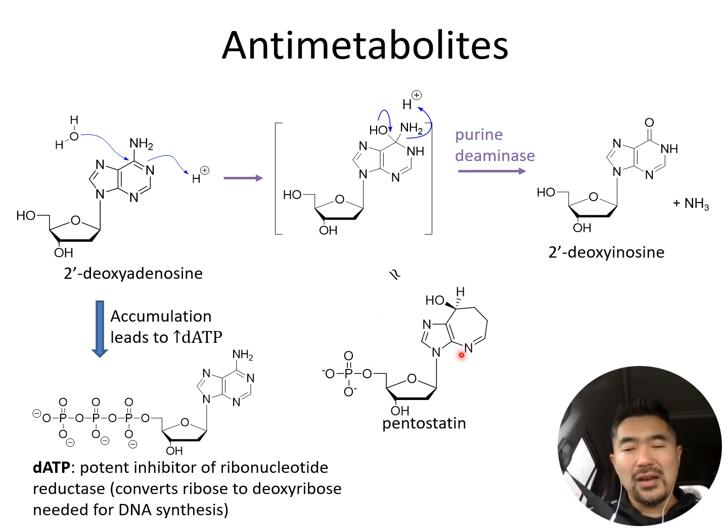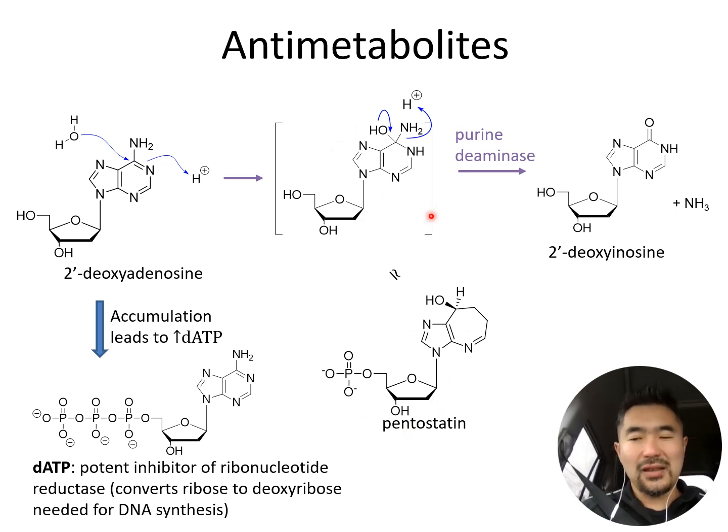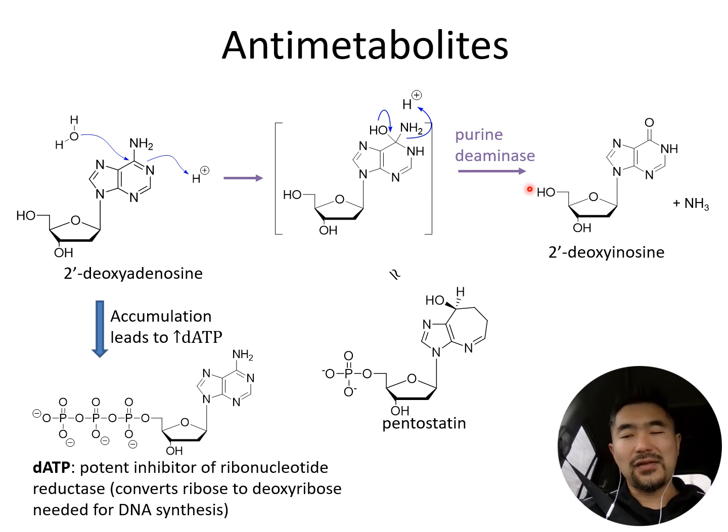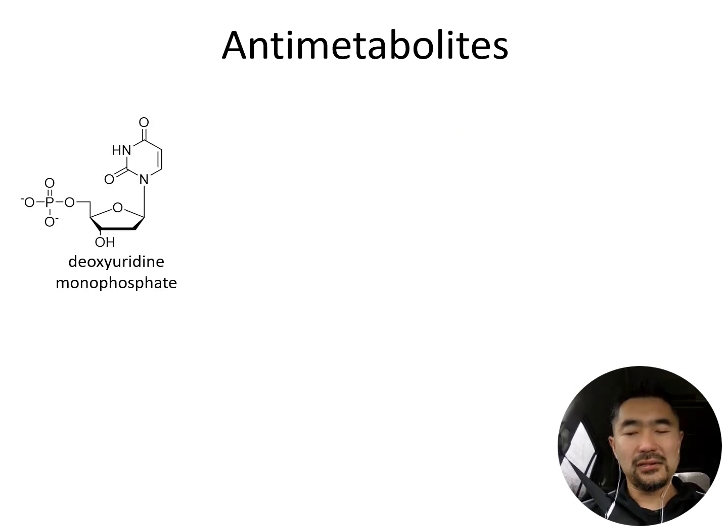And so if you make a transition state mimic that looks like the transition state, that lowers the activation energy for this deamination reaction. And that's how this inhibitor is able to inhibit purine deaminase, which means this compound accumulates, which means that the dATP accumulates, and that'll shut down the overall biosynthesis of DNA. That's the idea. Okay, I hope that makes sense. That's one way that an antimetabolite works.